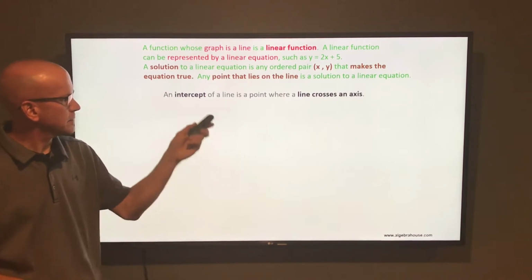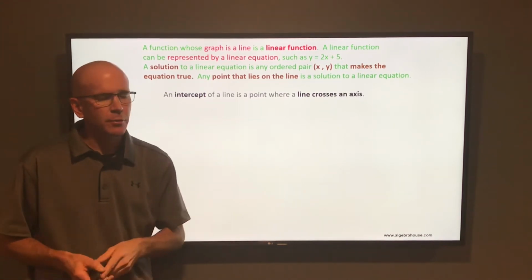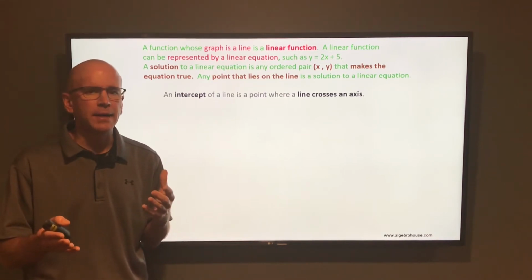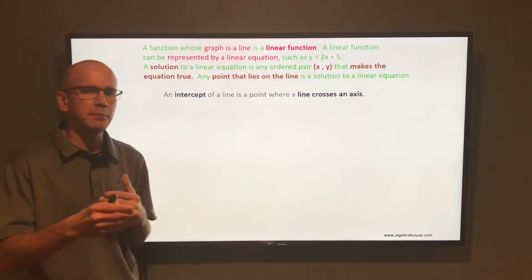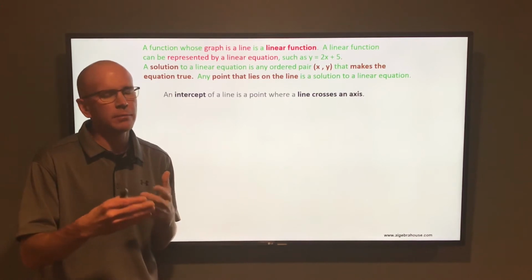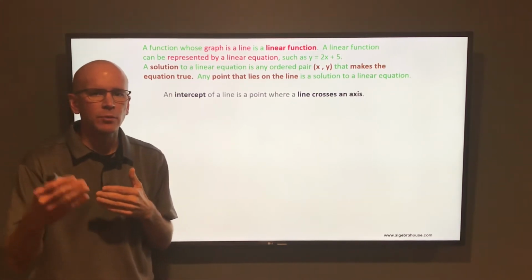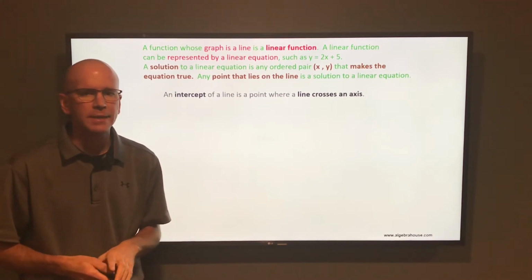An intercept of a line is a point where a line crosses an axis. So think about in football, when you intercept a pass, you're going to cross over the line between the quarterback and the receiver, most likely, in most occasions. Between the quarterback and the receiver, you have to cross that line in order to make that interception.